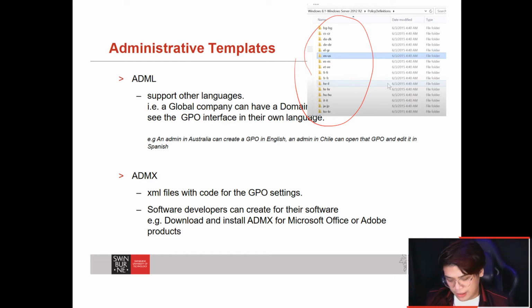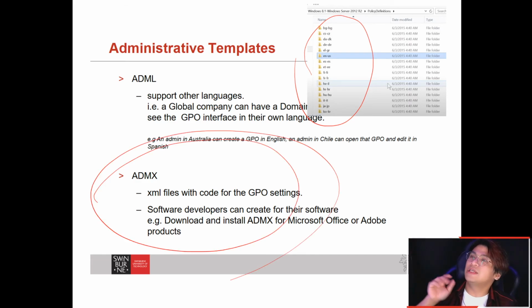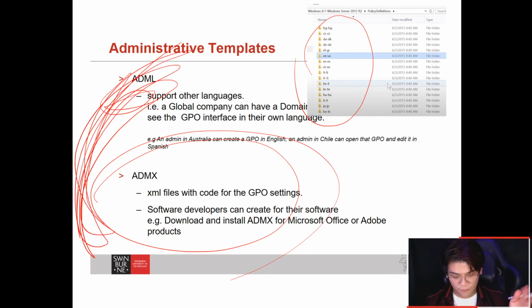So the ADML file is pointed to by the file called ADMX, which is an XML file with code for the GPO settings. The software developer can create it for their software. For example, download and install ADMX for Microsoft Office or Adobe products. You can refer to it more if you want.